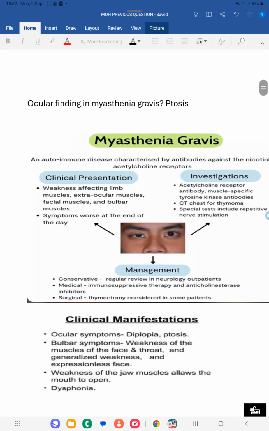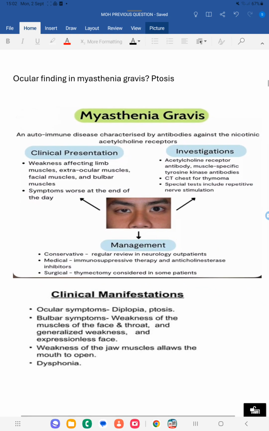Next one is myasthenia gravis. In that, what is the ocular finding you will get? Myasthenia gravis is an autoimmune disorder. Here the autoimmune attack is against the acetylcholine receptor.